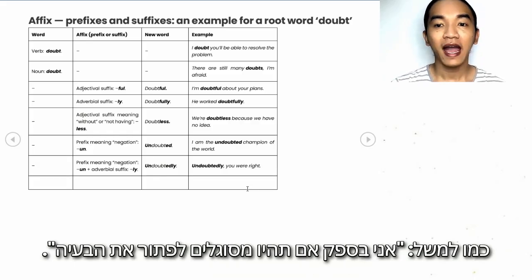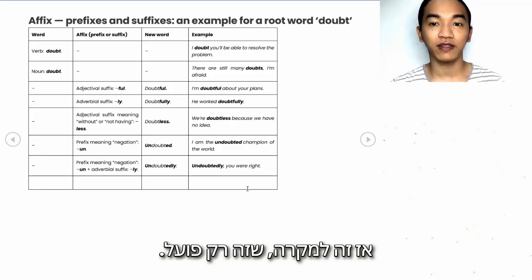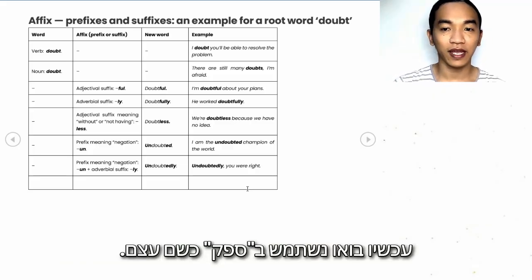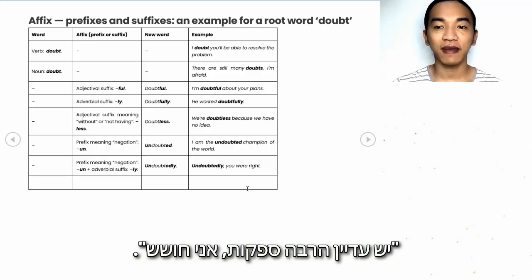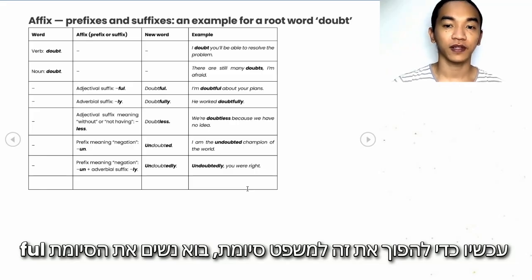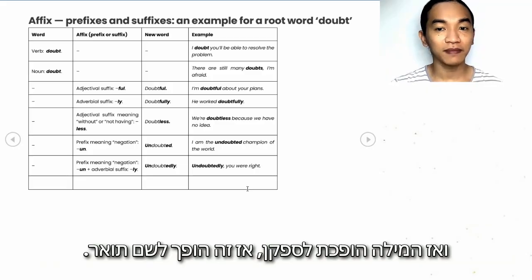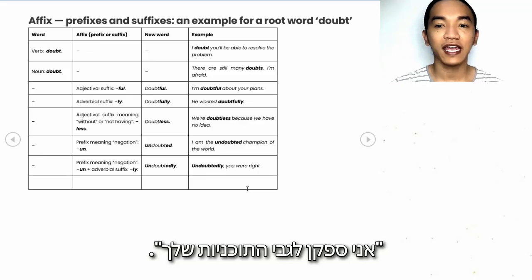Like for example, I doubt you'll be able to resolve the problem. Okay, so in this case, it is just a verb. Okay, now let's use doubt as a noun. There are still many doubts, I'm afraid. Okay, now to make it an adjectival suffix, let's put the suffix ful. Okay, then the word becomes doubtful. So it becomes an adjective. Okay, I'm doubtful about your plans.